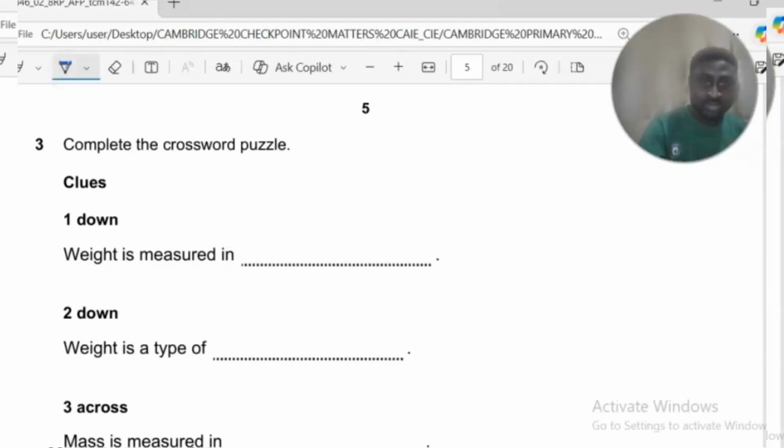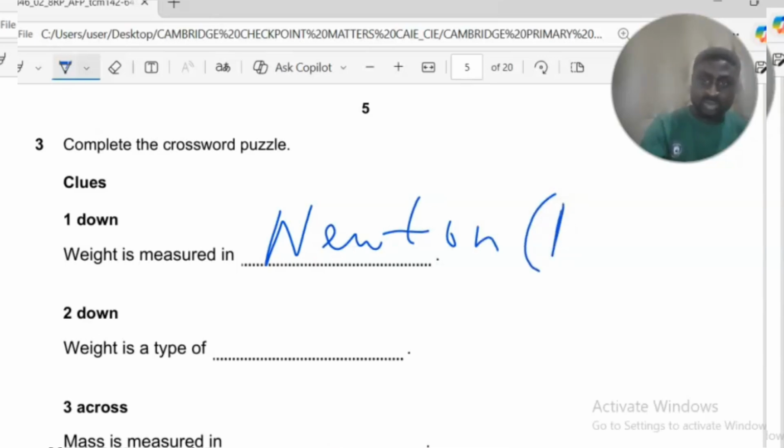So pick the pen, Newton. And most times we write the symbol of the unit as capital N. So either way, you earn the mark.